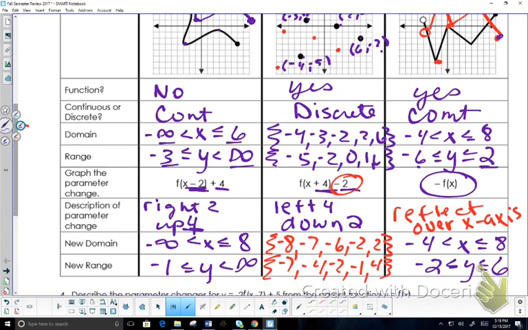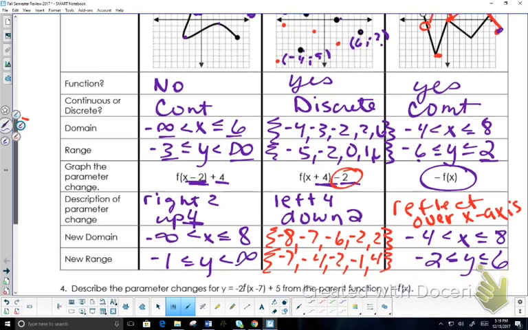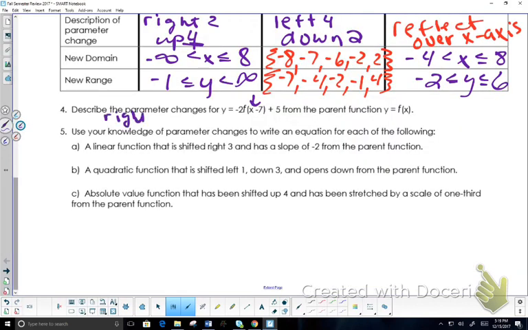Describe the parameter change of this from the parent function y equals f of x. So we're going to start on the inside and work our way out. Insider's lie, so this doesn't go left 7. This is actually going to go right 7. Then we're going to start working our way out. We got negative 2. The negative is going to reflect it over the x-axis.